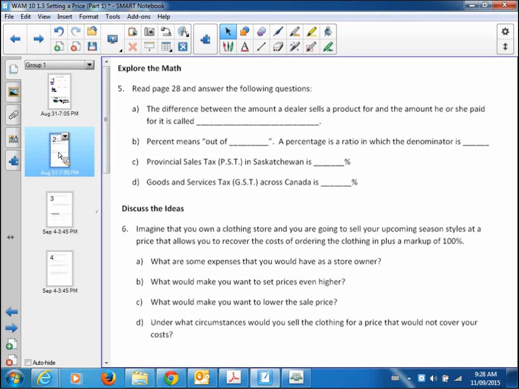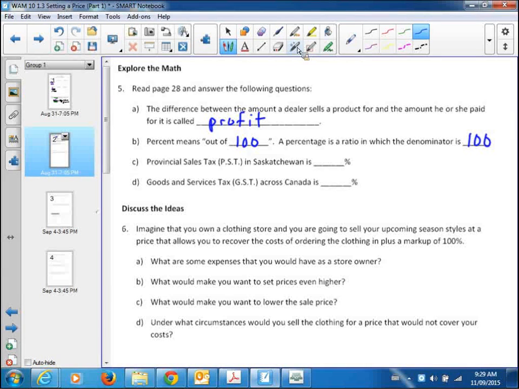We had a class discussion as well. Hopefully, you can read these and think about them yourself and then check. So maybe pause and then just see. The difference between the amount a dealer sells the product for and the amount he or she paid for is called profit. You know that. It's the amount of money. Percent means out of 100, so this is B. A percentage is a ratio in which the denominator, the bottom of the fraction, is 100.